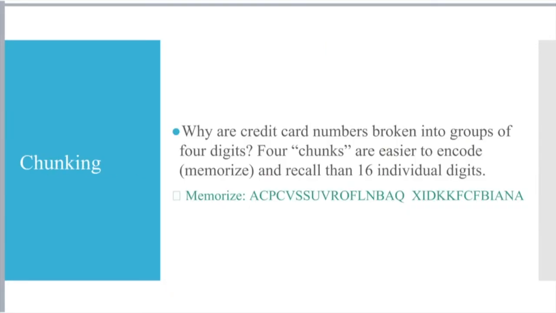Like I said, encoding has a bunch of different devices for us to better learn or store and then potentially retrieve information. So one of those ideas is chunking. If you've ever wondered why credit card numbers are broken into groups of 4 digits, these are 4 chunks and they're easier to encode or memorize than 16 individual digits.